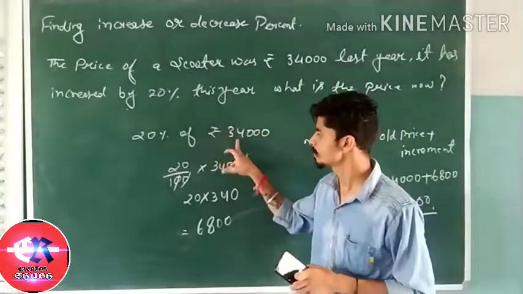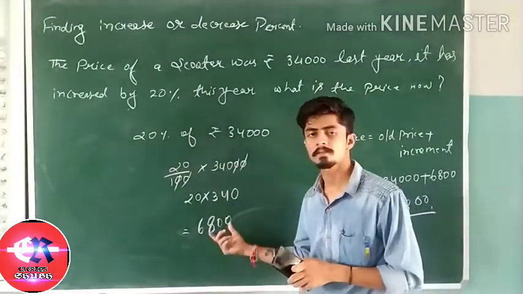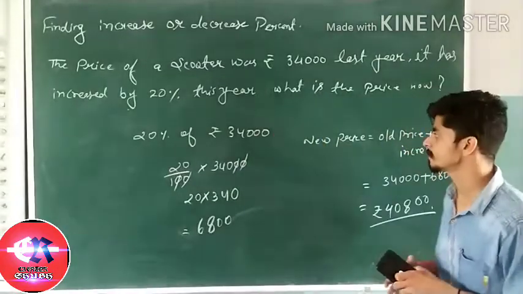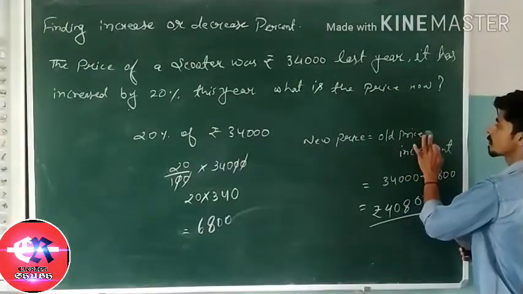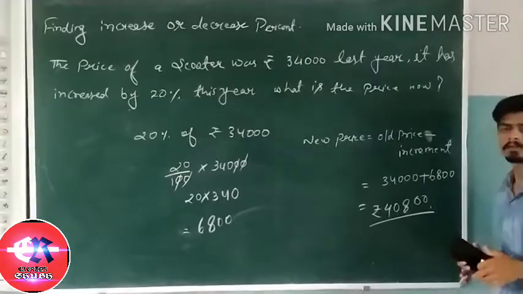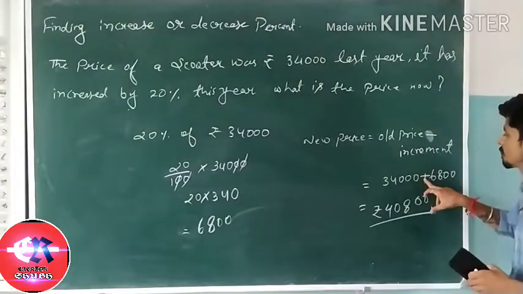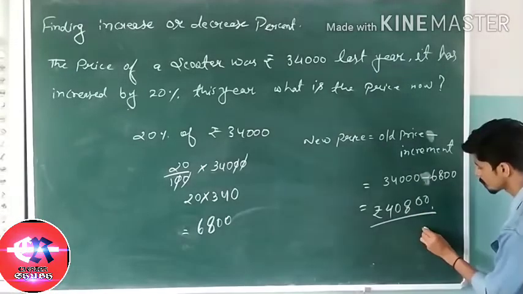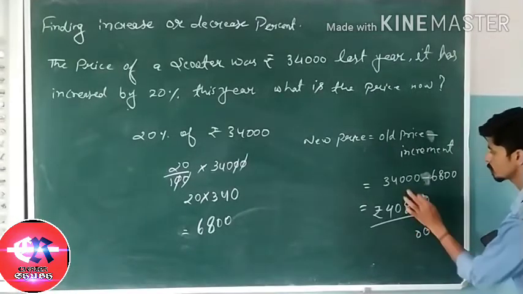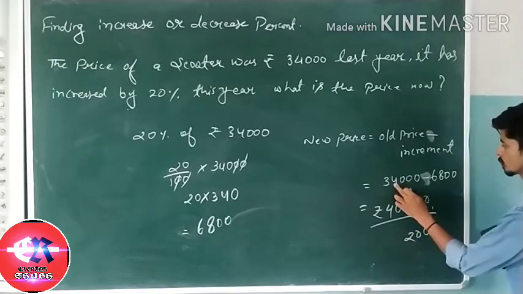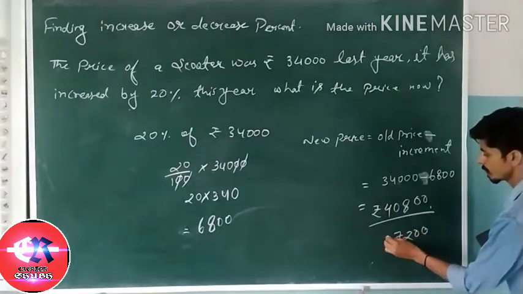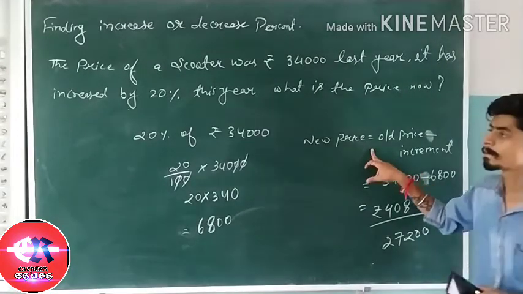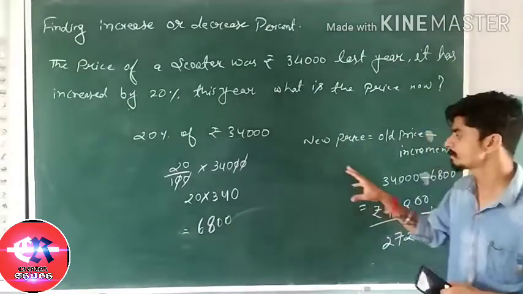We have to find the value which is 6,800, the 20% of that price. Now this is going to decrease. That means here we have to put minus, and the new price will become 0, 0, 2, 7 and 2. This will be the new price if the case is for the decrement of the price.